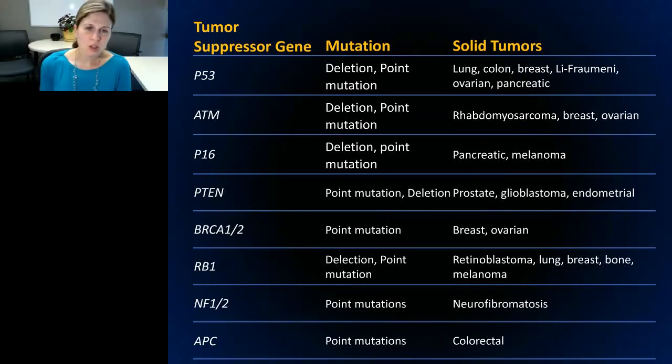In regard to solid tumors, as I mentioned, P53 happens to be a very common one, but you can see that the mutations are also very similar to what we see in hematologic disorders, in that there's lots of deletions. There's a few more point mutations that are observed in solid tumors, but there's certainly some point mutations that are observed in hematologic disorders as well. And some of the solid tumors are listed here.